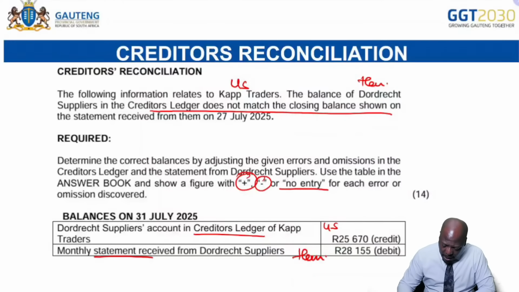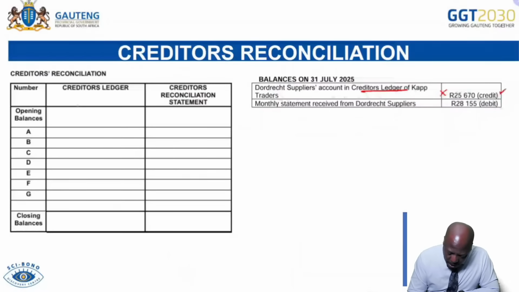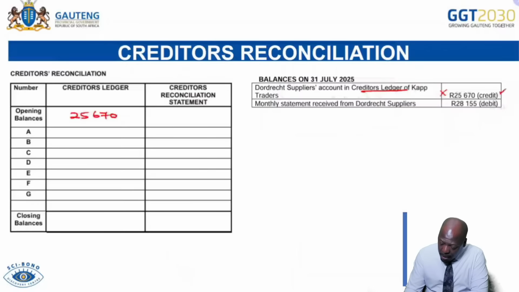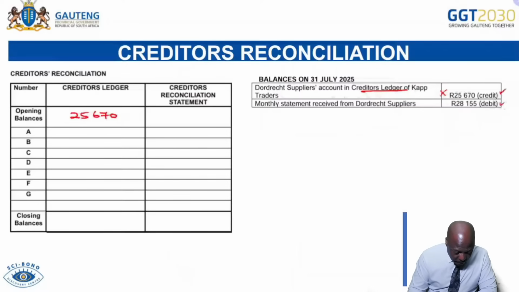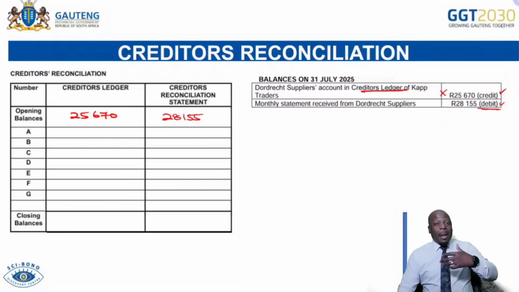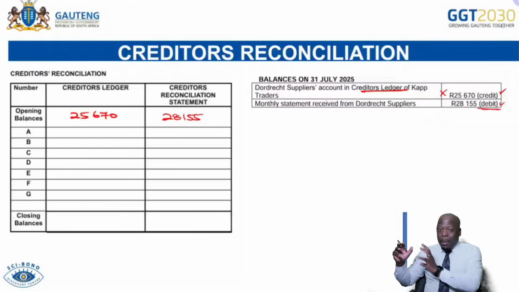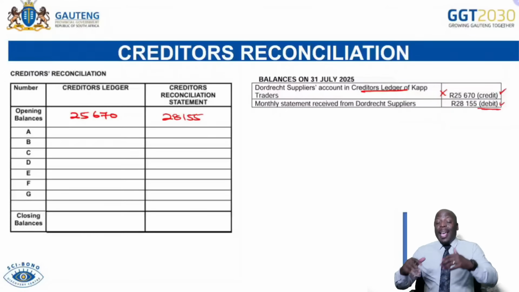Okay, so let's come here and then we're going to see. Here we go. In this case, we are supposed to put the amounts. So we know this is the amount from the ledger, and in the ledger is 25,670 credit. Credit simply means we owe them. So we say 25,670 over there like that. And the monthly statement received from them, debit 28,155. Here they say debit. It simply means the same again. Because remember, when they see us, they see a debtor. So in their books they prepare a debtor's ledger because they see us as their debtor.